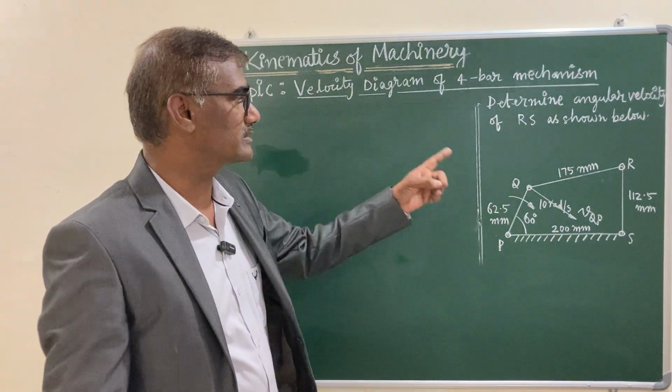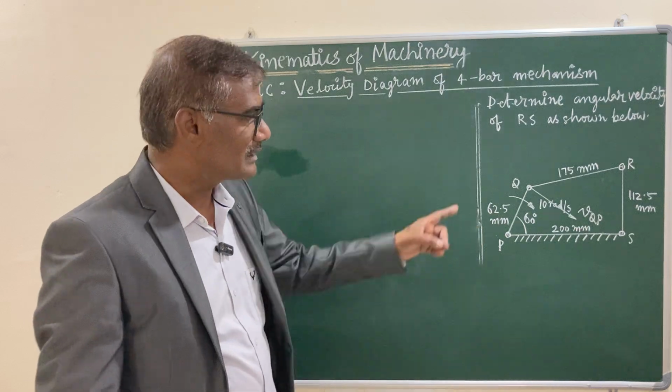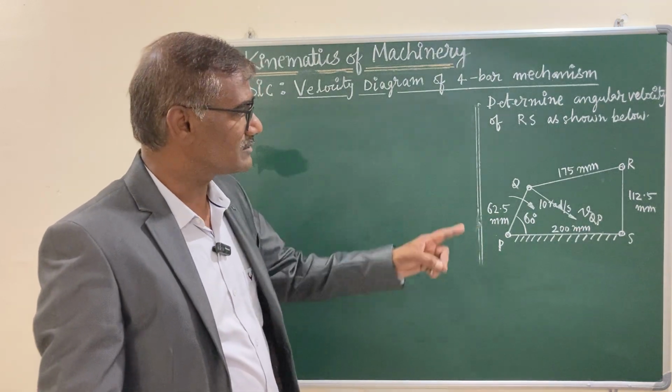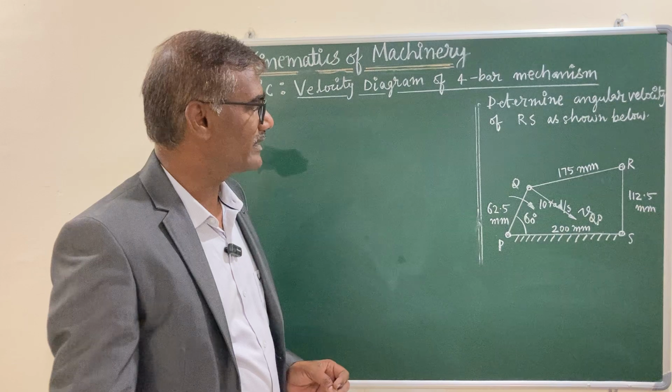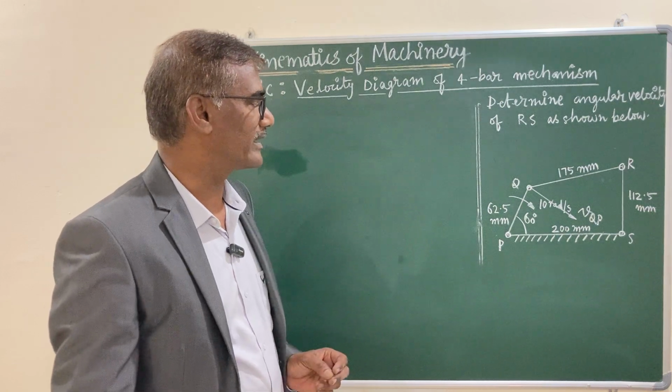In today's class, you will be learning how to draw the velocity diagram and in turn how to calculate the angular velocity of the output link RS. Let us look at the problem. The dimensions of all the links are given and the angle also it is given.